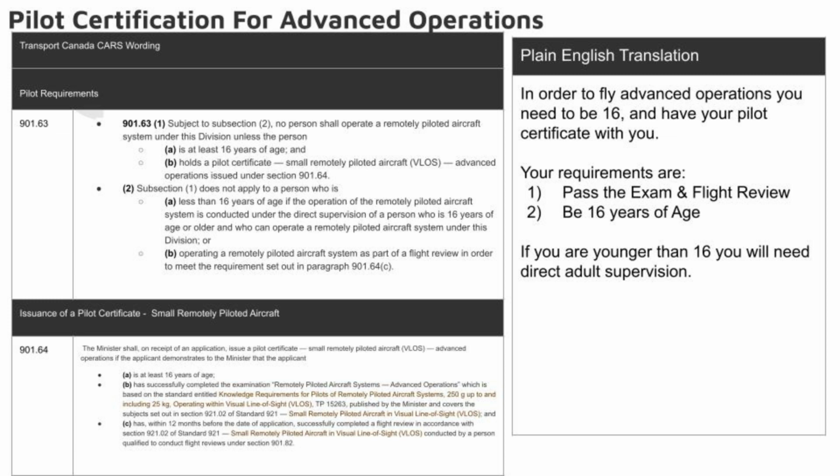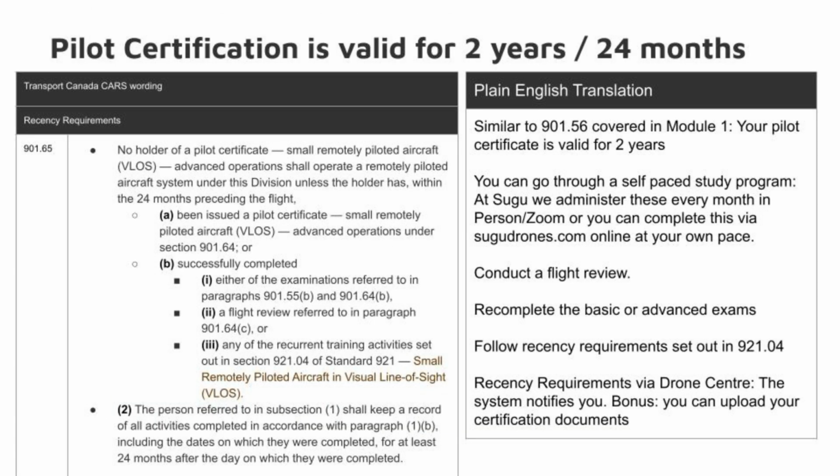Again, if you pass the exam, you do not necessarily have your advanced operations certification. You actually need to do the flight review. The flight review is what's actually unlocking the advanced operations certificate. So again, if you pass the exam, your certification will still be a basic certification until you do your flight review. Now, if you fail your exam, you have to wait a minimum of 24 hours. Your pilot certification is valid for 2 years, or 24 months. So 901.65 covers that, which we covered in Module 1. Your pilot certification is valid for 2 years.